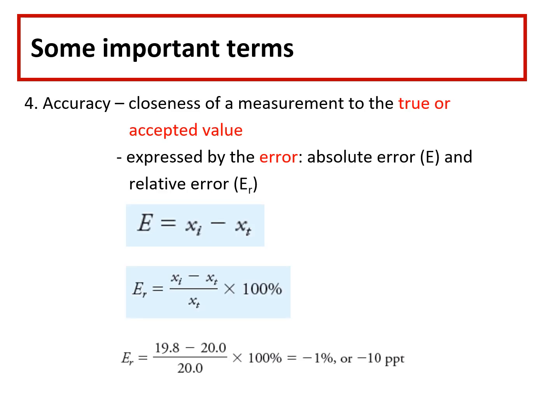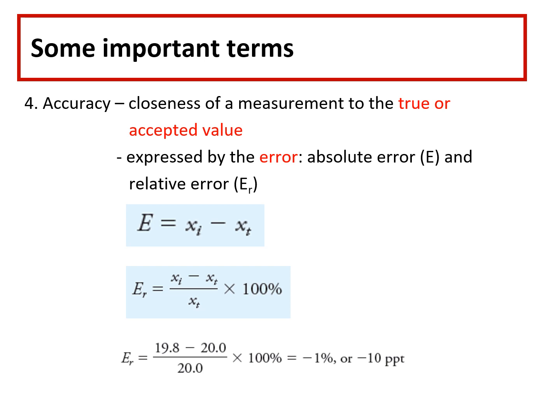Another one is the accuracy. This indicates the closeness of the measurement to the true or accepted value, and oftentimes this is expressed by the error. However, we can never determine the accuracy exactly, because the true value can never be known exactly. So what we do is use an accepted value instead. We use the absolute error or the relative error to describe the accuracy of the measurement.